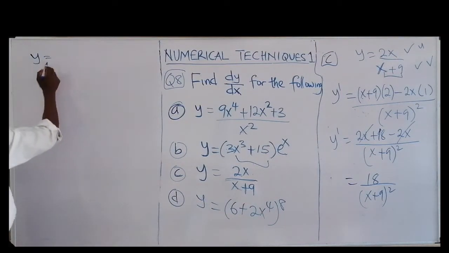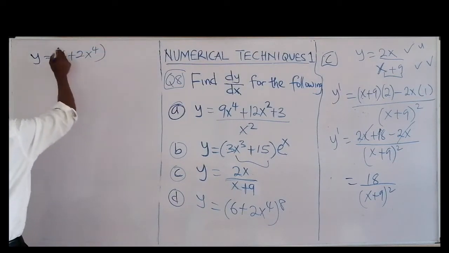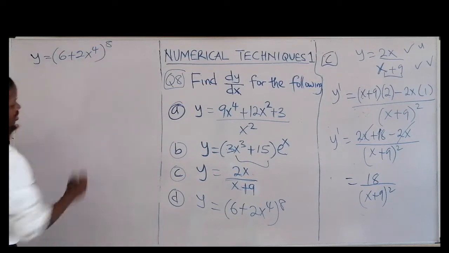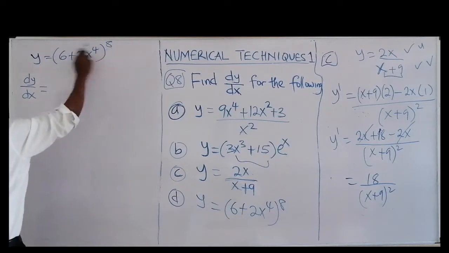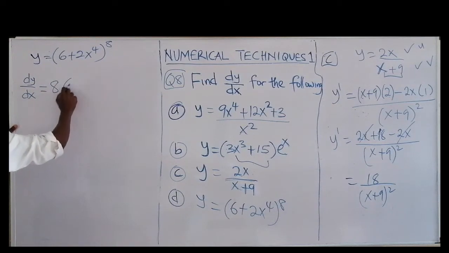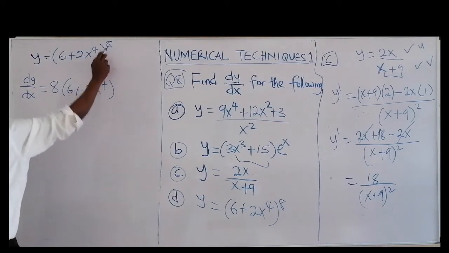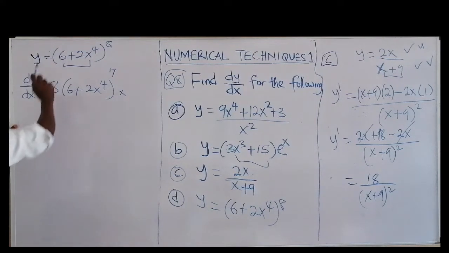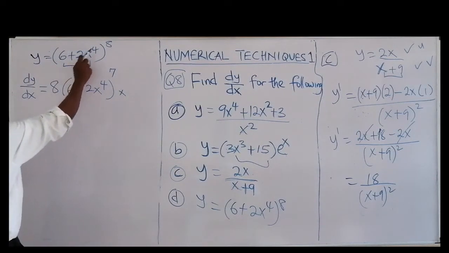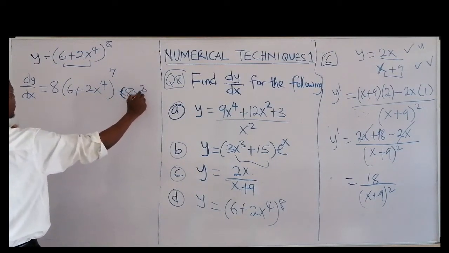We have y equal to 6 plus 2x to power 4, all to power 8. So now we can use the chain rule. So dy/dx will be equal to what? This is a chain rule of functions. The power will come to the front, the base, which is 6 plus 2x to power 4, this power minus 1, times the derivative of this expression. The derivative of 6 is 0, and this will give us 2 times 4, that's 8, so times 8x to the power 3.